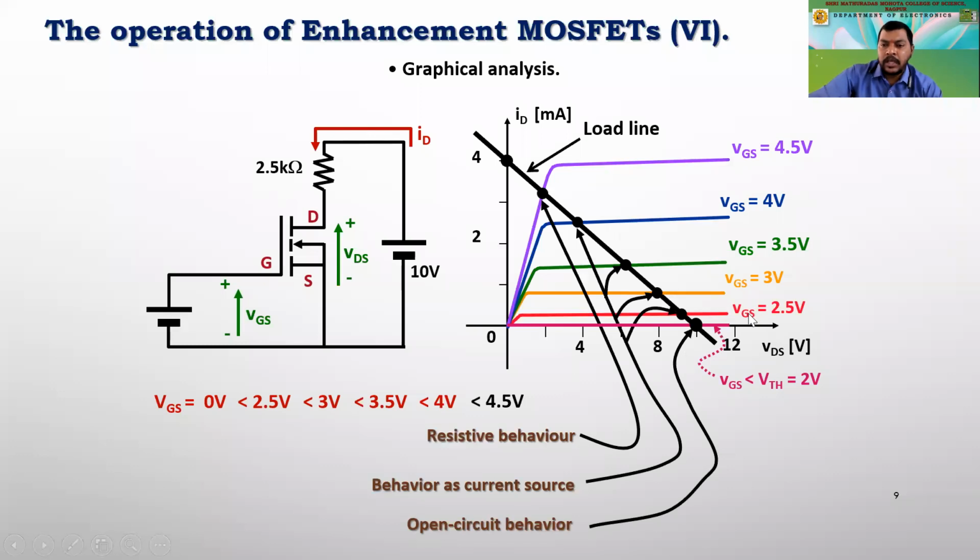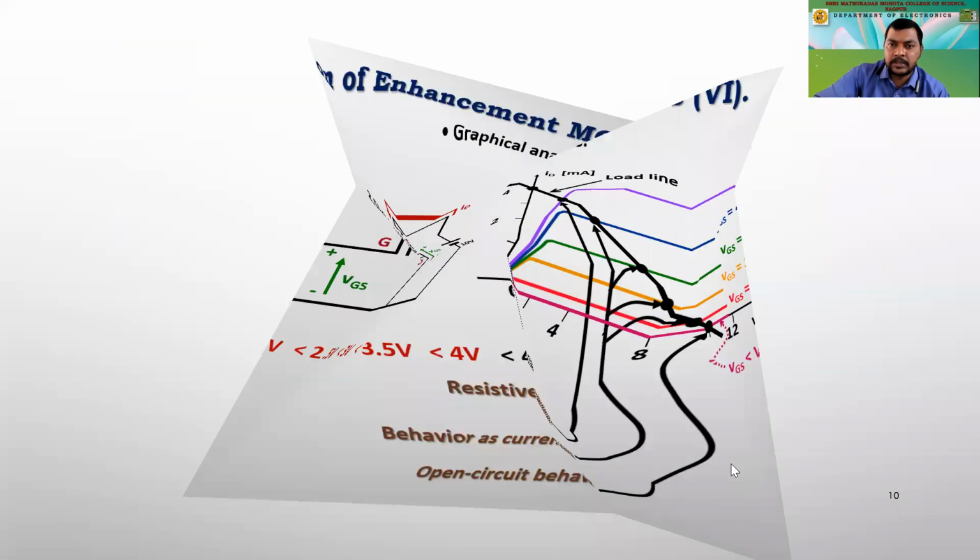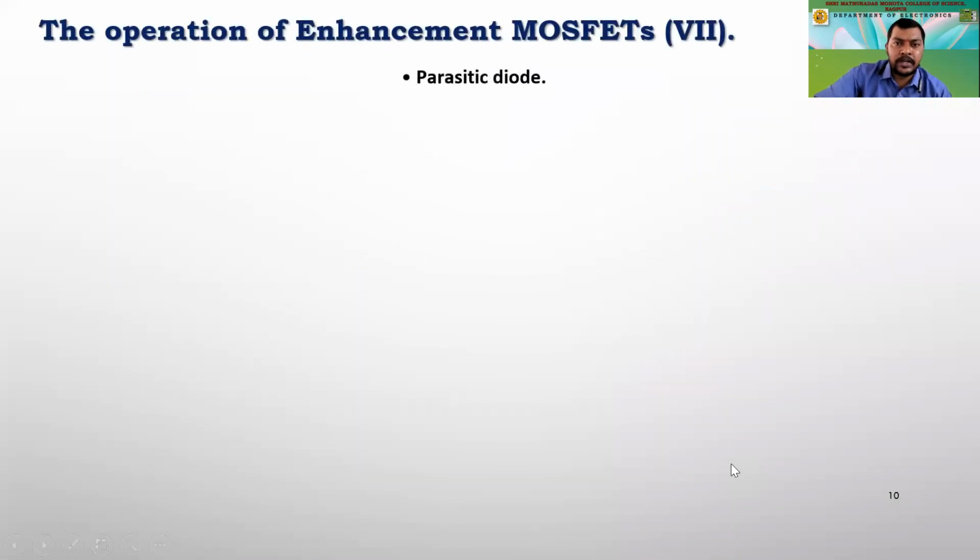As you are able to see, as you go on increasing the gate source voltage, the drain current also increases, right? So we have increased the gate source voltage and the drain current also increases. This is the basic concept of the MOSFET, right?